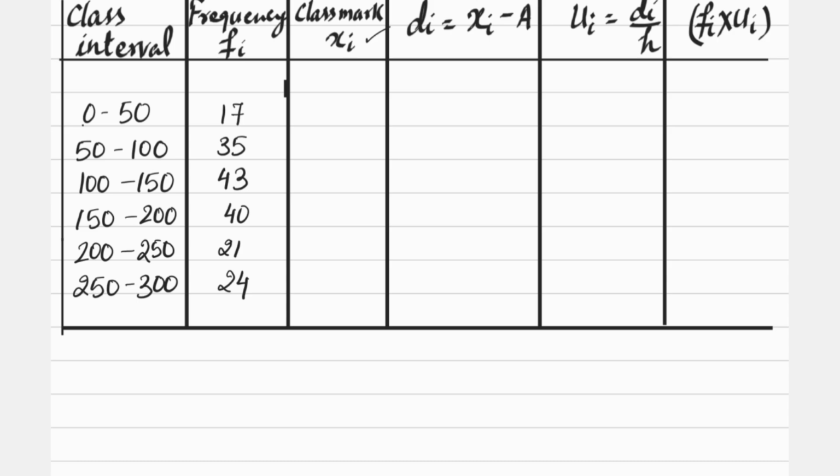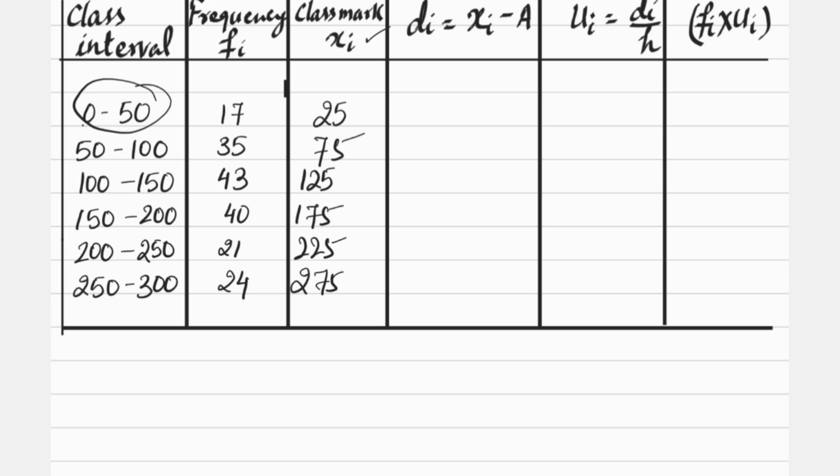Class mark is what? Like suppose 0 to 50 is the first class interval. So this is the upper limit plus lower limit by 2. So 50 plus 0 by 2, it will be 25. Similarly, for 50 to 100 it will be 75. 100 to 150 it will be 125. You can also choose the central number between these two data. Like 150 to 200, 175, then 225 and 275.